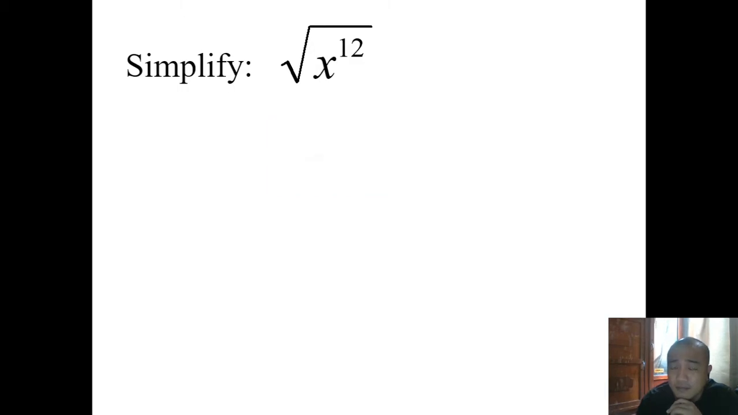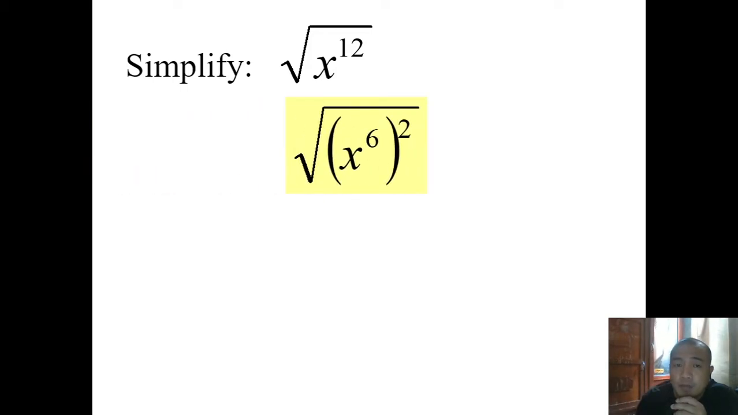Right? How about this? Square root of x to the 12th power. Okay, x to the 12th power can be written as x to the 6th squared. So by the laws of radicals, we can now cancel the index and the exponent. 2 and 2 are cancelled. So therefore the answer is x to the 6. In other words, it is x to the 6 raised to 2 over 2, because the index is 2, we have 2 over 2. So 2 over 2 is 1, so it's still x to the 6, the answer.